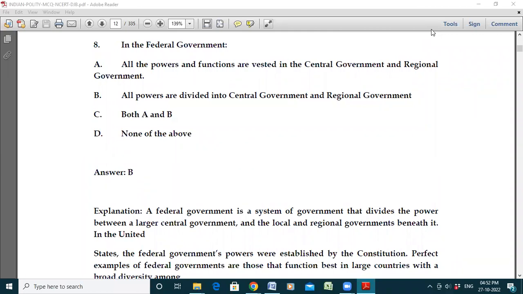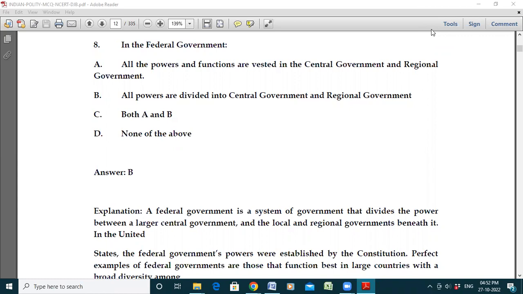So we are continuing the Indian polity MCQ series. So this is question number 8. I hope you have attended the last lecture.